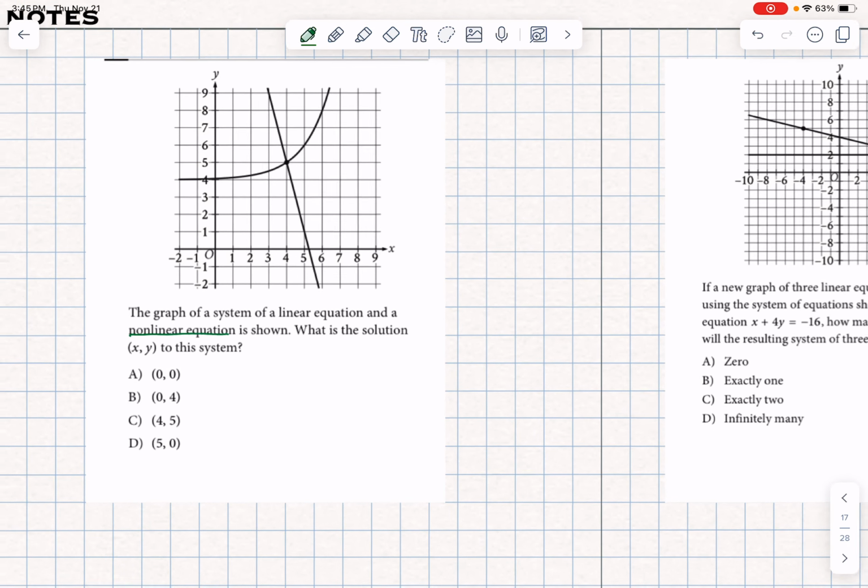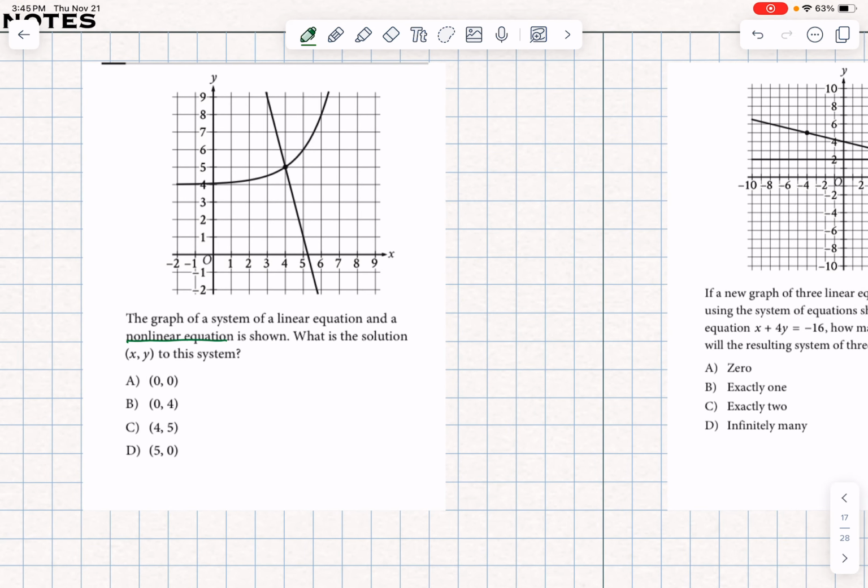First, the graph of a system of a linear equation and a nonlinear equation is shown. What is a solution (x, y) to this system? To find the solution of a system of equations is to find the intersecting points. In the given graph, we can find the intersecting point at (4, 5), so (4, 5) is the solution here. This is a simple graph, so you can just find the intersecting points to find the solution of the system of equations.